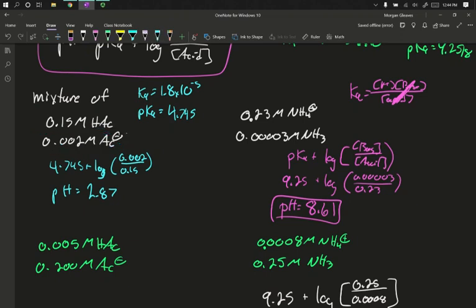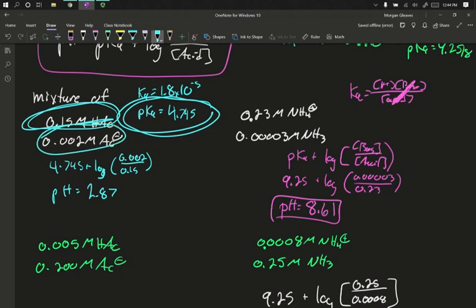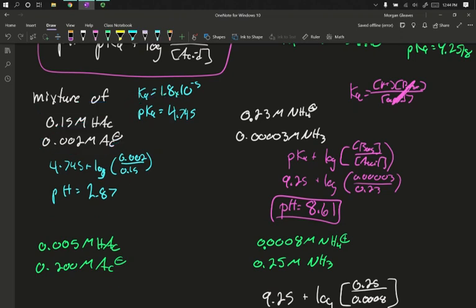If we think about a 50-50 mixture, it should have been 4.7, and we have substantially more acid than we have base. So we should be more acidic, and 2.8 is more acidic than 4.7. So it seems to be following the right path.